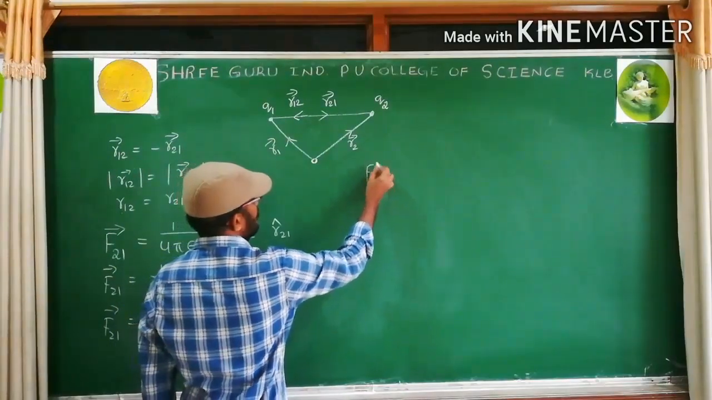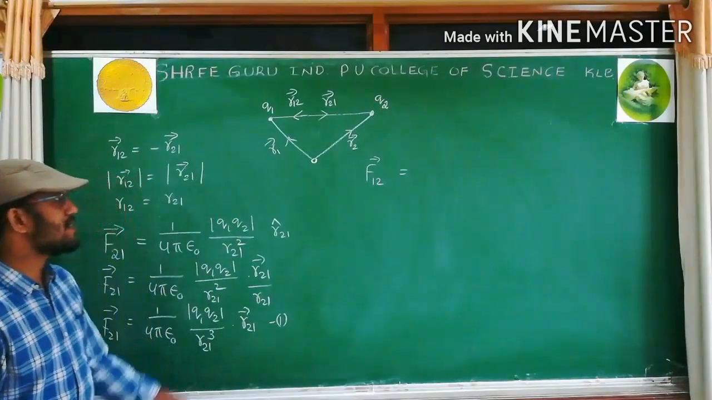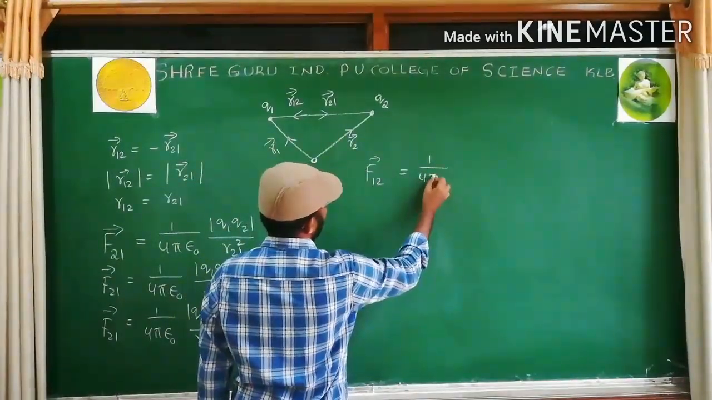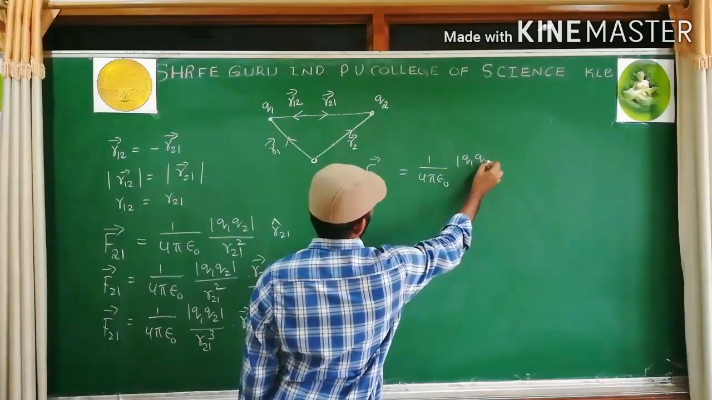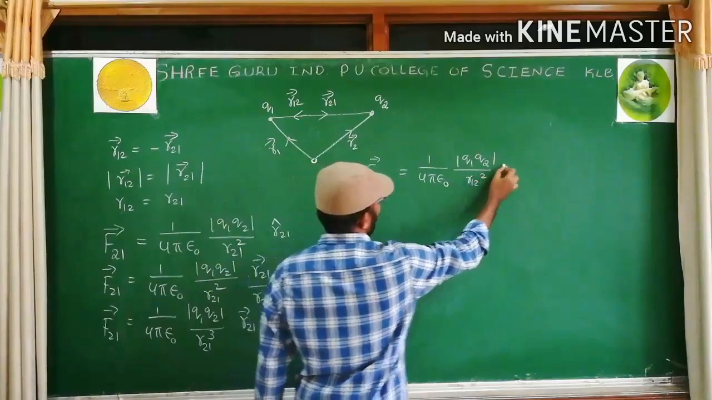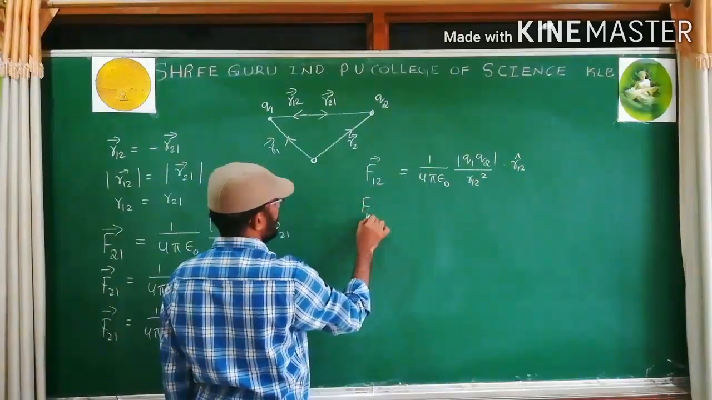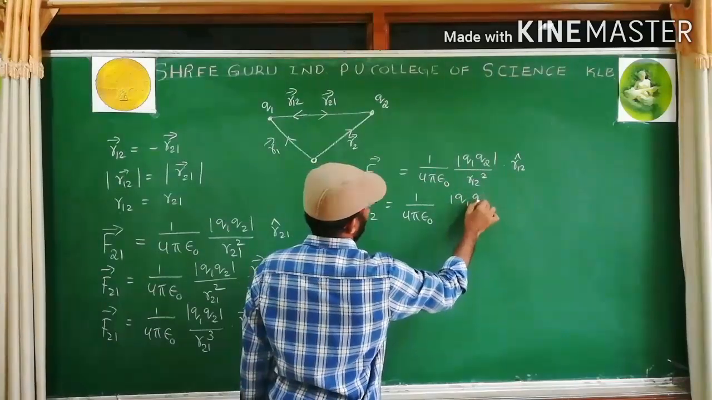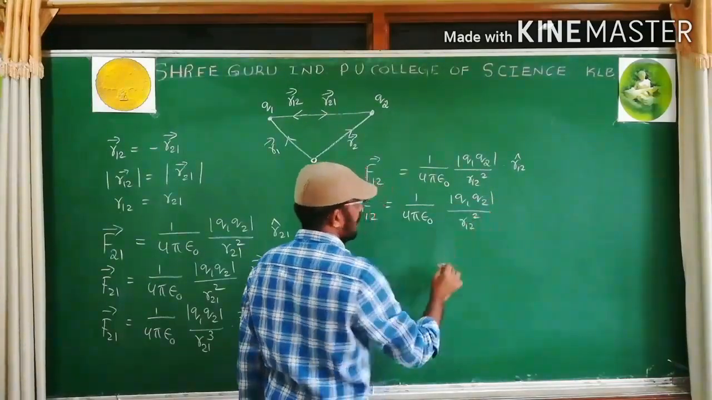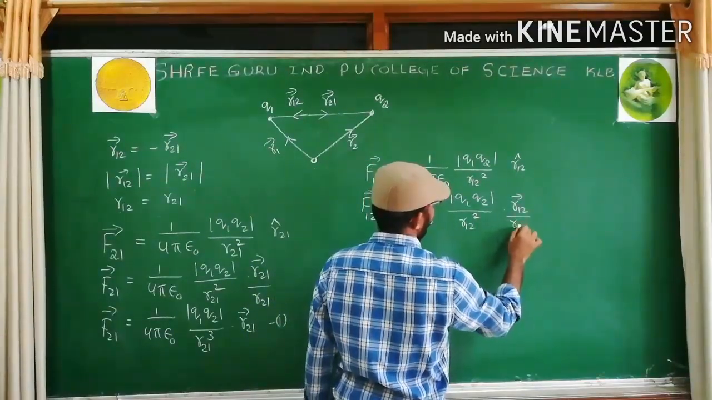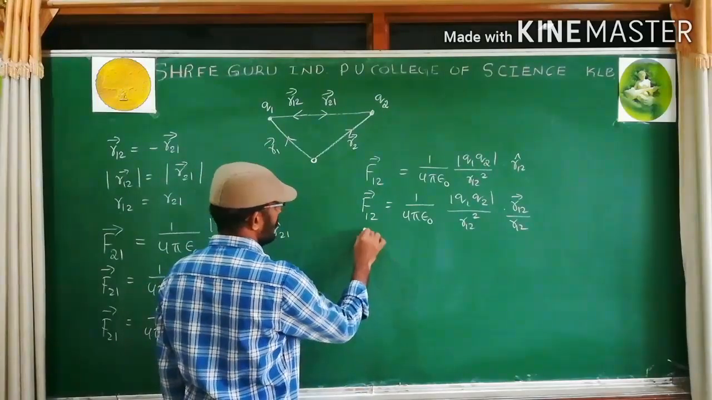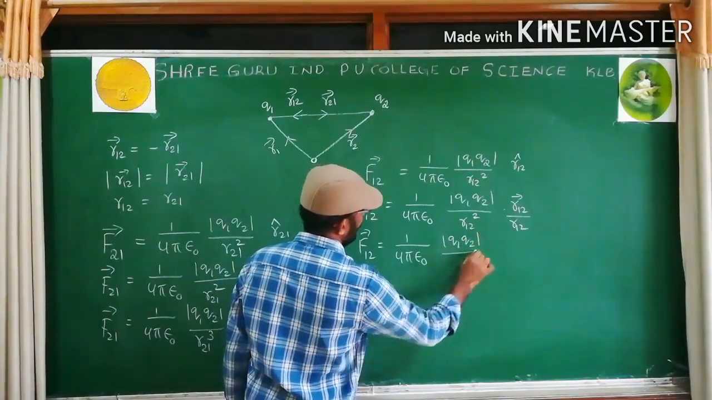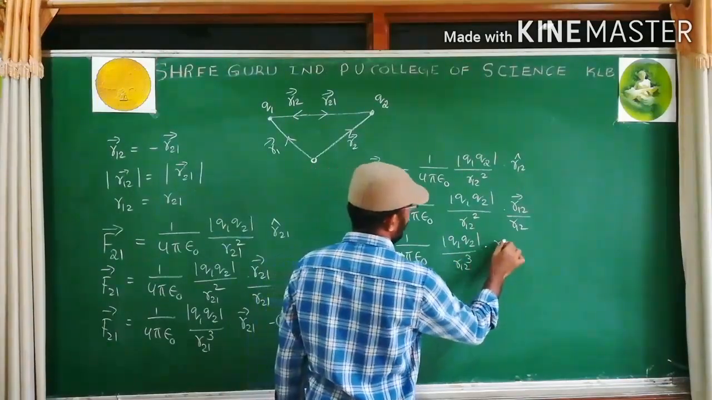Next, we'll see the electrostatic force on Q1 charge due to Q2 charge. That is F12 bar. F12 bar means force on charge Q1 due to charge Q2. So F12 bar is equal to 1 by 4 pi epsilon naught, that is modulus of Q1 into Q2 divided by R12 square into R12 cap. This one also we can write like this. F12 bar is equal to 1 by 4 pi epsilon naught into modulus of Q1 into Q2 divided by R12 cubed into R12 bar.